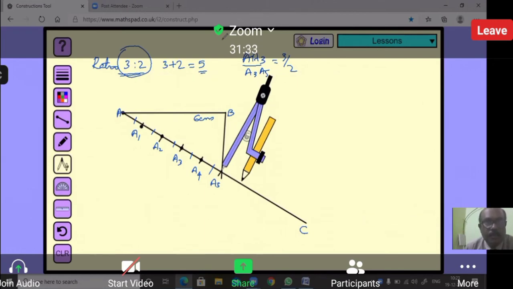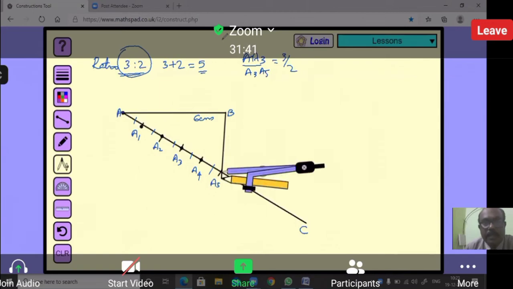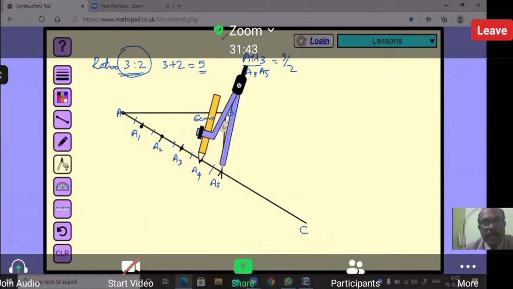Okay, and then we have to draw a line through A3. There we cannot do anything. First you keep the compass at A5 and then take some radius. Okay, you take a bigger radius, then it will be more accurate.